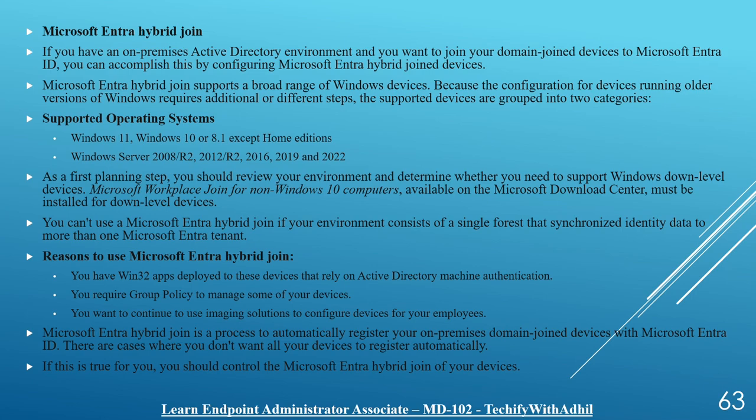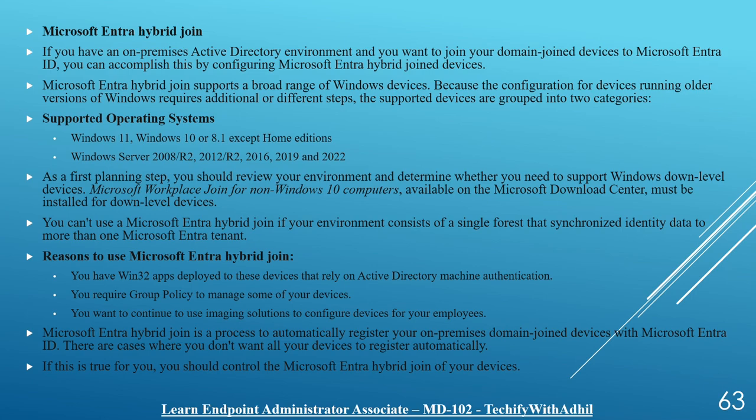Microsoft Entra Hybrid Join supports a broad range of Windows devices, because the configuration of devices running older versions of Windows requires additional or different steps. The supported devices are grouped into 2 categories. Supported operating systems include Windows 11, 10, and 8.1, except the Home editions. The Pro or Enterprise editions can all be used. Then Windows Server from 2008 till the latest one.